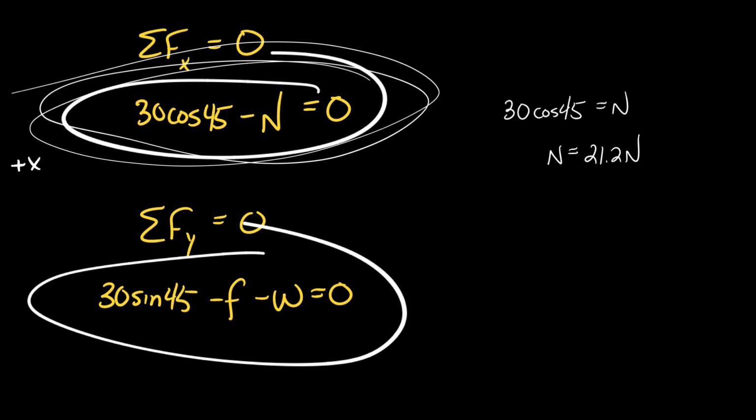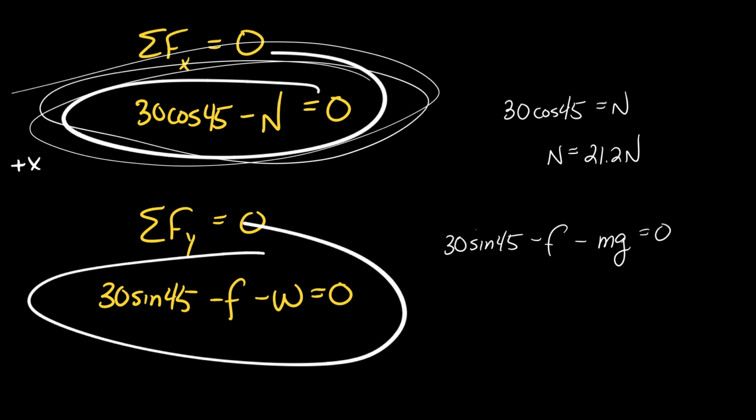That was pretty straightforward. Can I solve for the frictional force? Yeah, that one's going to take a little more work, right? Because I've got 30 sine 45 minus friction, but I'm going to have to substitute something in for weight. But weight is just mg. So I might have to do some substitution like that.